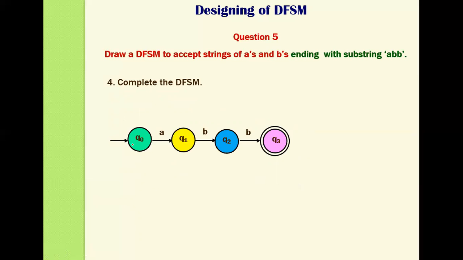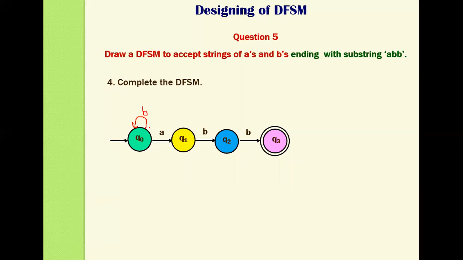Similarly, just like the previous example, we have to check whether Q0 upon B can be a self loop first. Suppose I have it as a self loop. Can we have any number of B's at the beginning? Yes, we can, because the string should end with ABB. It can have any number of B's at the beginning.